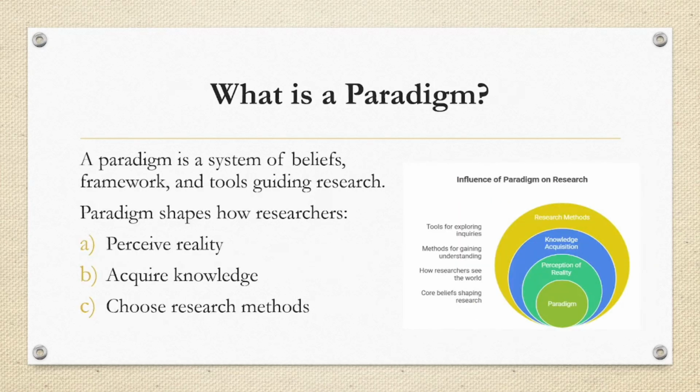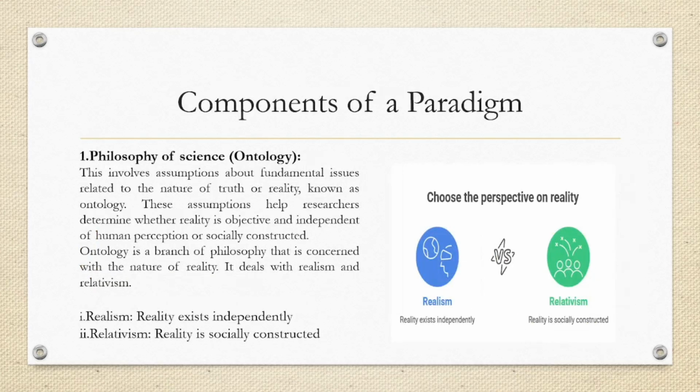Now, let's understand what a paradigm is. A paradigm is basically a system of beliefs, frameworks, and tools that guide research. It helps researchers first perceive reality, second, acquire knowledge, and third, choose appropriate research methods. In simple terms, a paradigm acts as a guiding framework for conducting scientific research. Now let's look at the components of a paradigm.